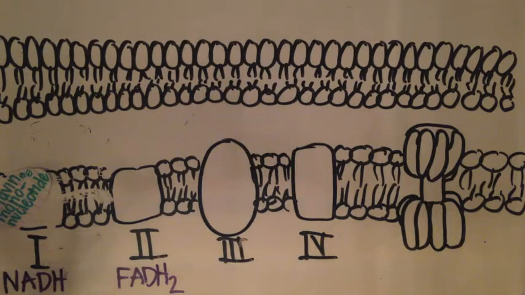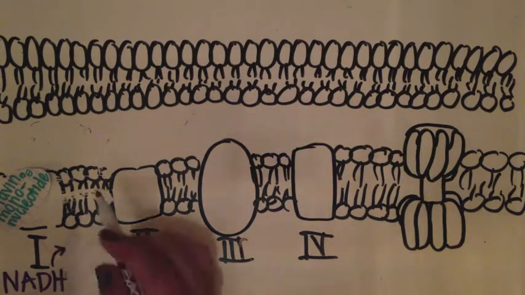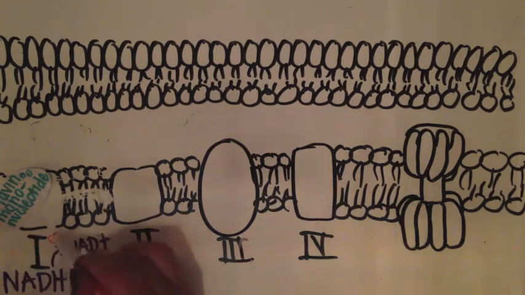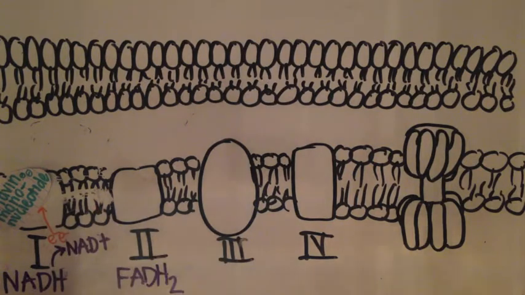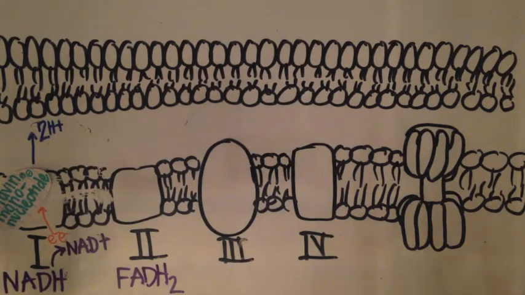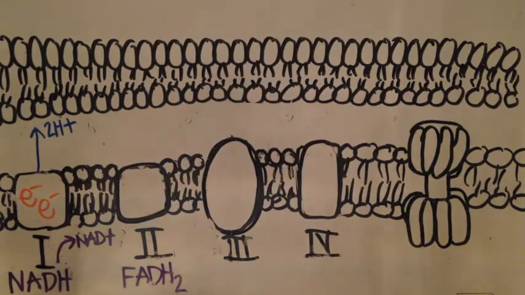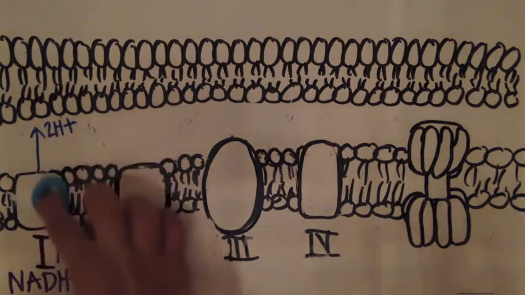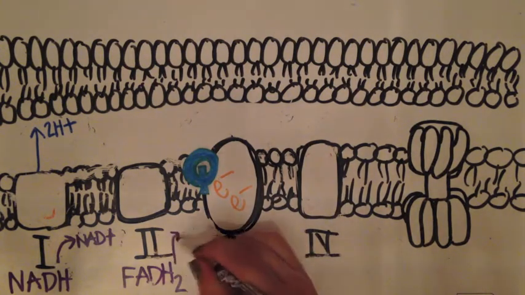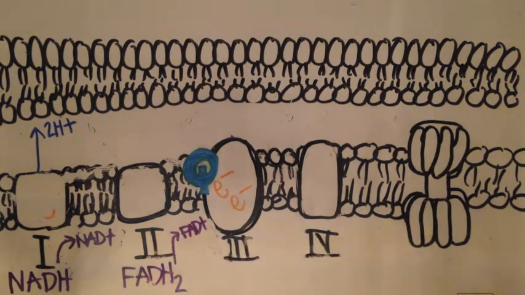In the first complex, flavin mononucleotide is used to oxidize NADH to NAD+. This causes 2 electrons to go to the first complex, and during this process, 2 hydrogen atoms are pumped through the membrane into the intermembrane space. From there, ubiquinone carries 2 electrons to the third complex, and in the second complex, FADH2 is oxidized to FAD+.